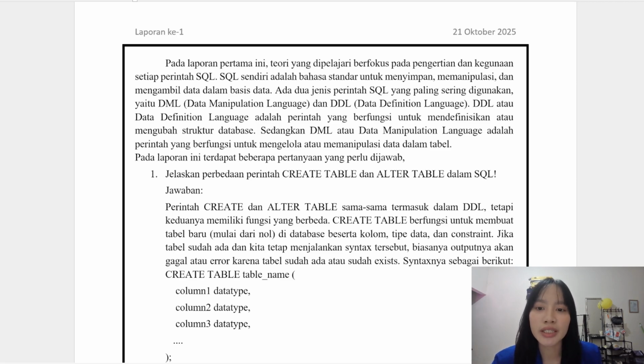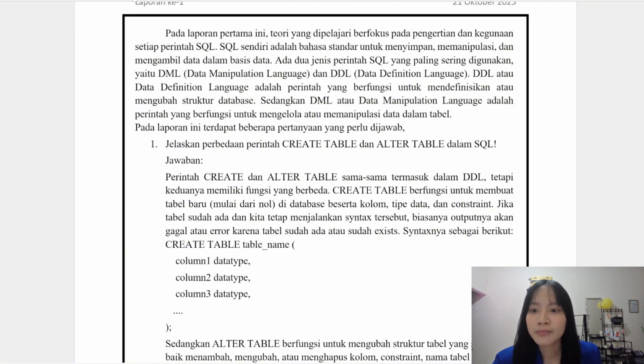Create table is used to create a new table from scratch in a database, along with columns, data types, and constraints. Meanwhile, alter table is used to change the structure of an existing table, whether by adding, changing, or deleting columns, constraints, table names, or column names.